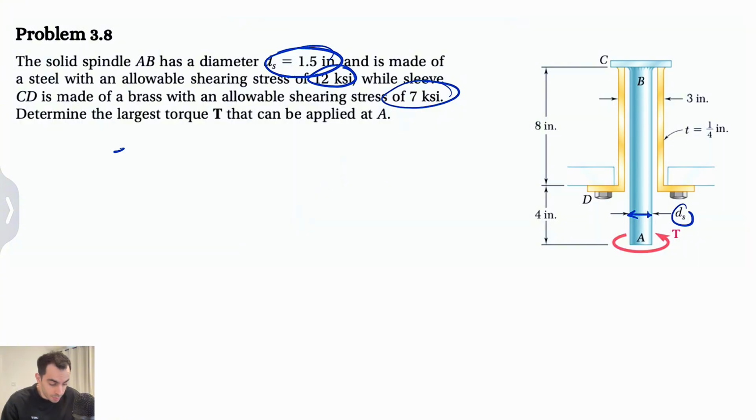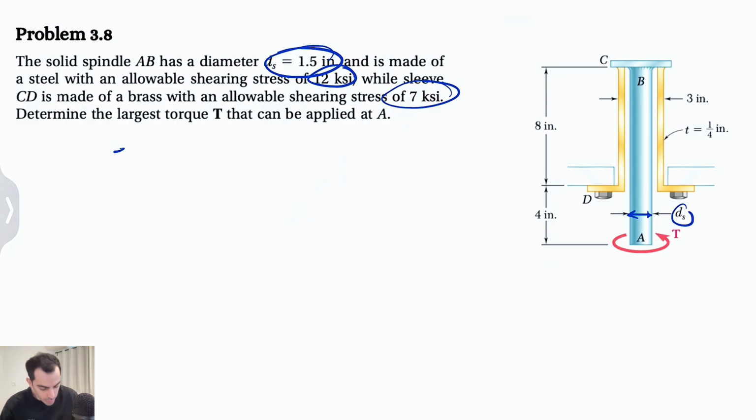So obviously we have two different conditions, and we have to consider two different things in here. We have the torsion in the steel because of that torque, and also on top of that we have the torsion in the sleeve. So we have to see which torque we get based on each of these two members, and after that we're going to decide which torque we need to pick.